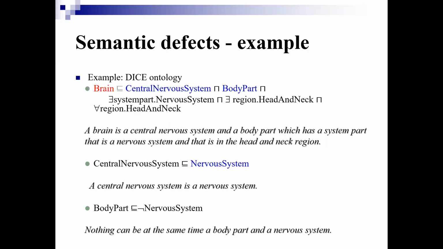So here's an example of a semantic defect, comes from the DICE ontology, where a brain is defined as something that is a central nervous system and a body part, and there are some other requirements. We also know that the central nervous system is a nervous system, and that body parts and nervous systems are disjoint. So nothing can be a body part and a nervous system at the same time. But it was defined that brains are central nervous systems and thus nervous systems and body parts. So which means that there are no brains.